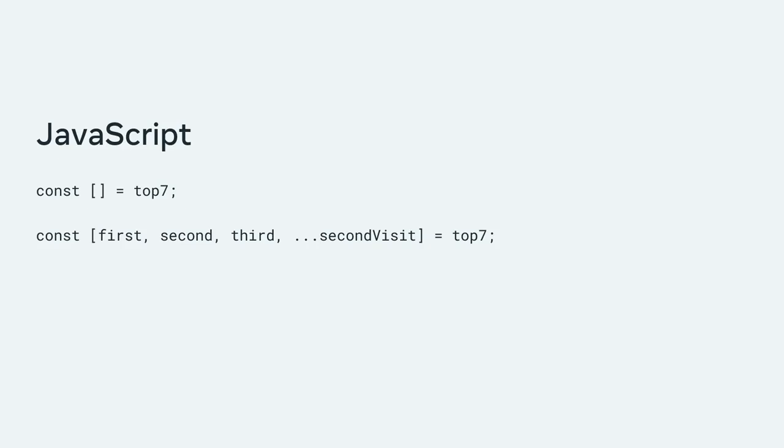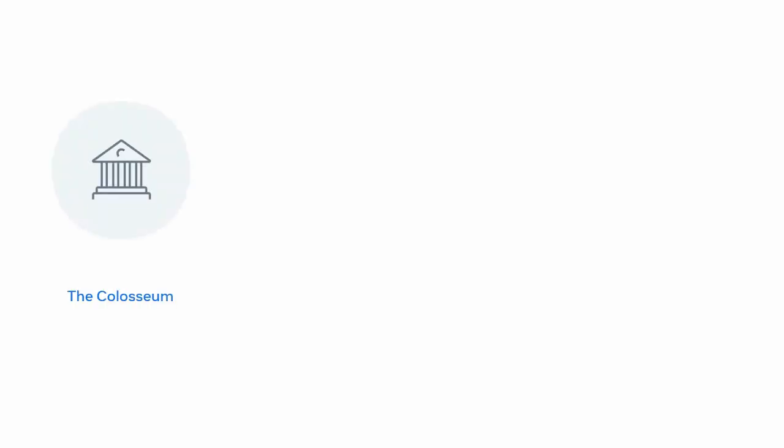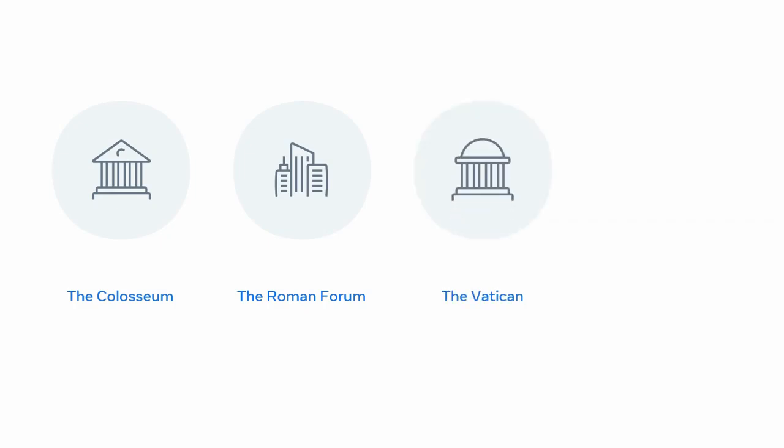With this syntax, I extracted the contents of the top7 array into 4 variables. The variable first with the value of the Colosseum, the variable second with the value of the Roman Forum, the variable third with the value of the Vatican, and then I include the variable secondVisit. That is a subarray of the rest of the items in the original top7 array.